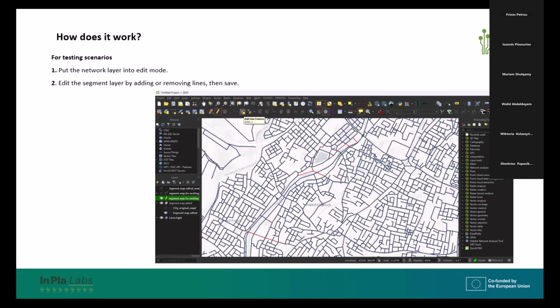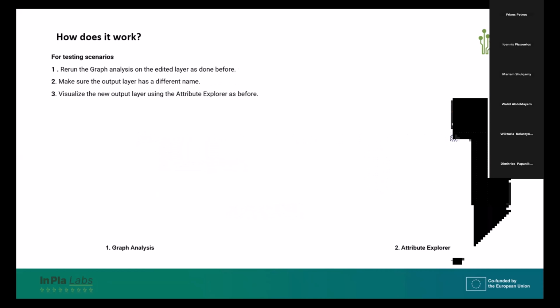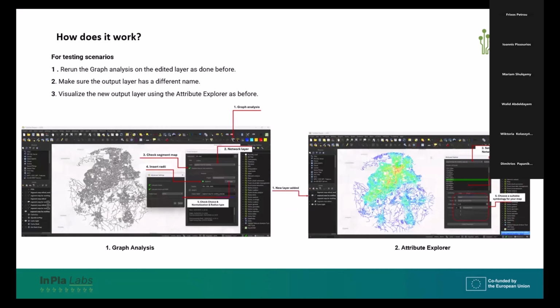Now, if you want to test scenarios on how effective adding another bridge or adding a line or removing one would be, you can do this. You need to put the street network into edit mode. We do that from here, this pencil tool, and then you can choose to add or remove lines, and you can easily add or delete more lines in your network. Then you need to run the whole process again for the graphical analysis and then visualize it.